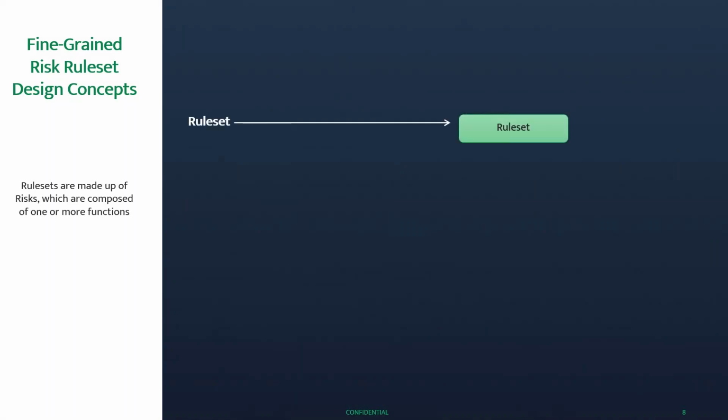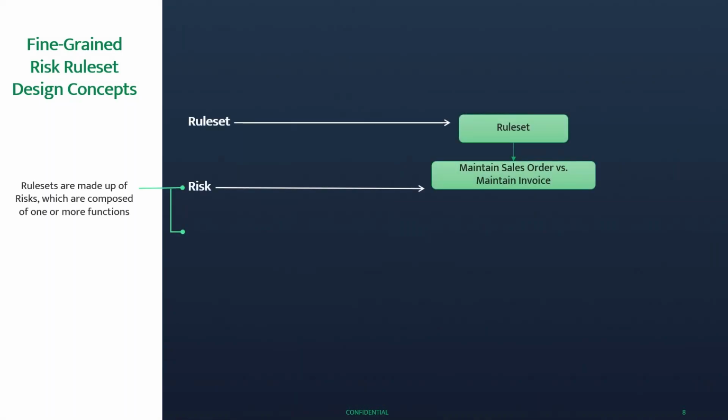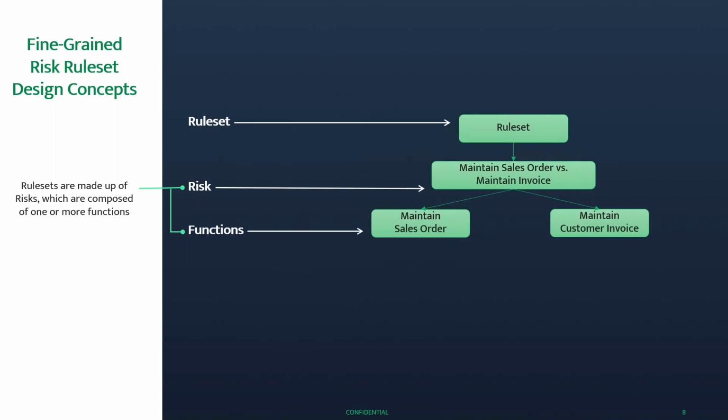A rule set is made up of risks, right? So a rule set would be, let's call it our Oracle EBS rule set. And it's made up of risks like the example we looked at in the last slide, maintain sales order and maintain invoice. A risk is composed of functions. The functions are the two opposing sides. So again, the ability to maintain a sales order is on one side of the risk, and the ability to maintain customer invoices on the other.